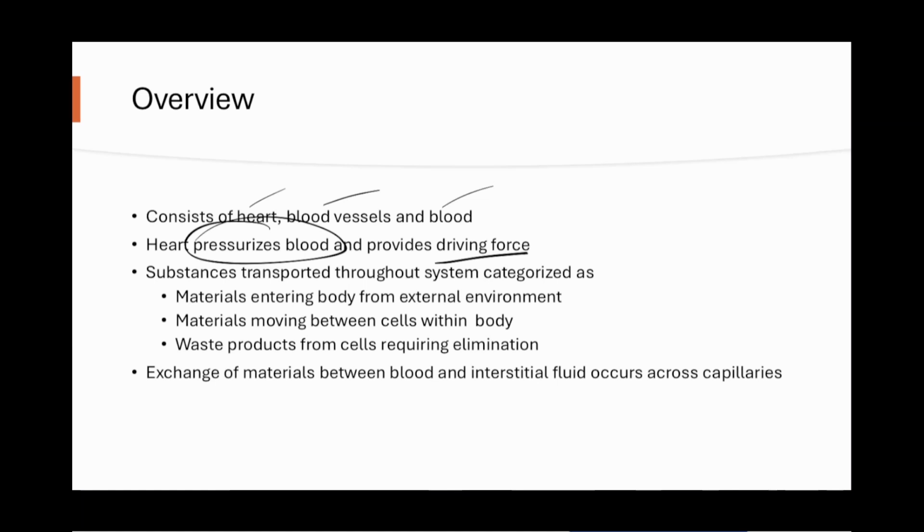Substances are transported throughout the system, either materials that enter the body from the external environment, oxygen, pathogens that can get in there, or materials moving between cells and the body: your waste products, CO2, oxygen going from the blood to the tissues, and waste products. So urea, lactic acid, these are waste products. They have to go back into the blood where they then can be either washed out, brought to different tissues and organs to be taken care of.